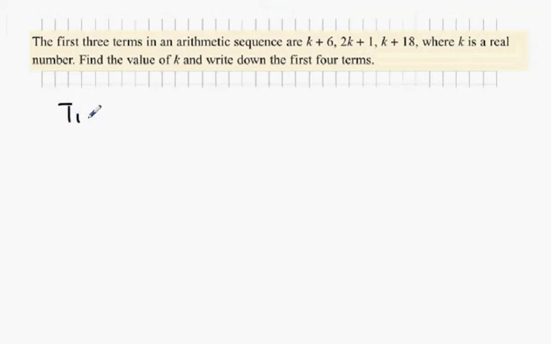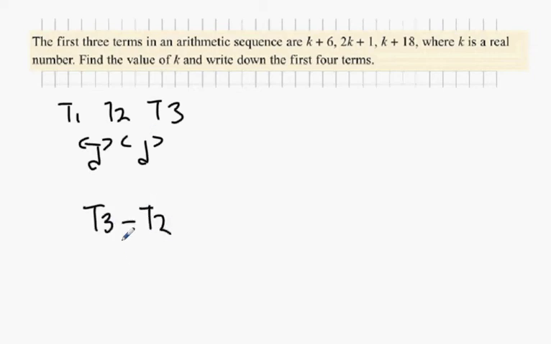Common difference is the same. So you have T1, T2, and T3. What you notice is that the difference is always there. What do we mean by difference? The gap in between them. So if you get T3 minus T2, that's how you get the gap, isn't it? One term minus the term that comes before it, and then that will equal T2 minus T1. Everybody cool with that?